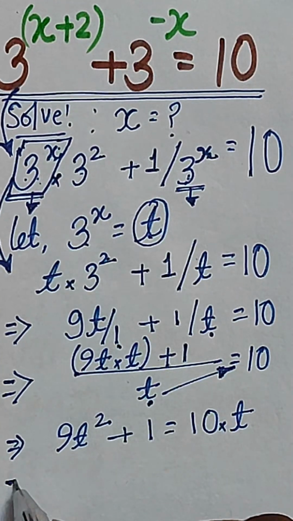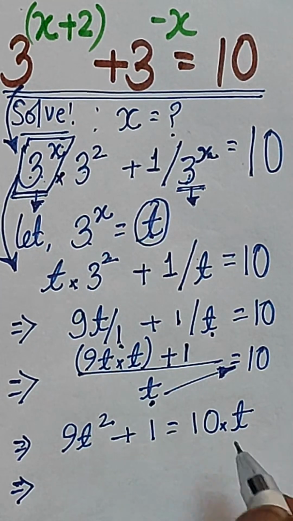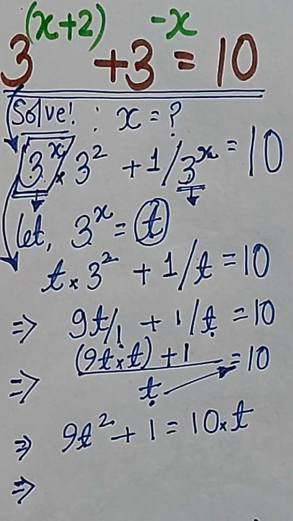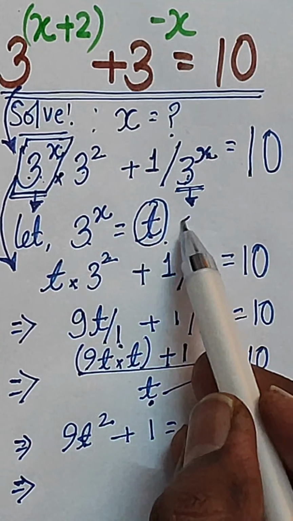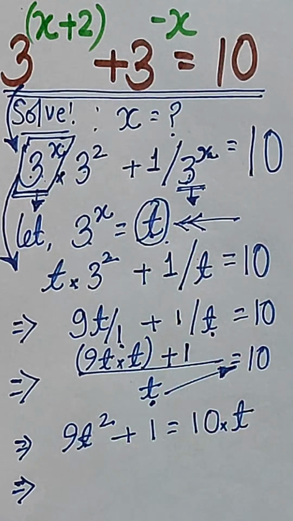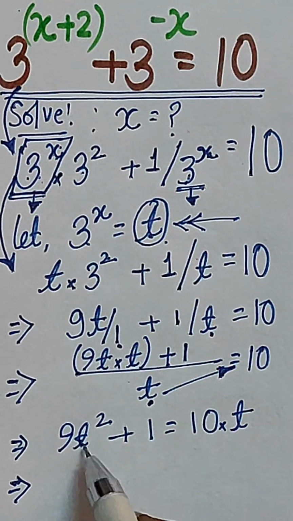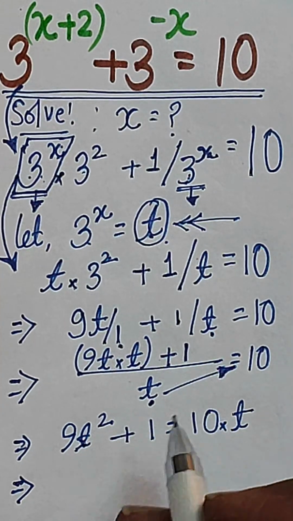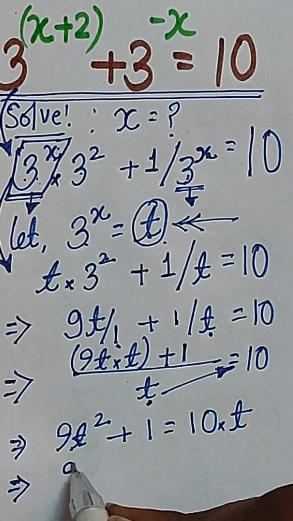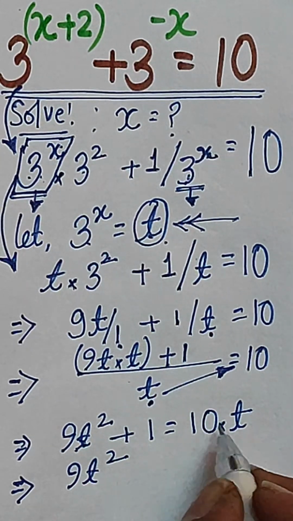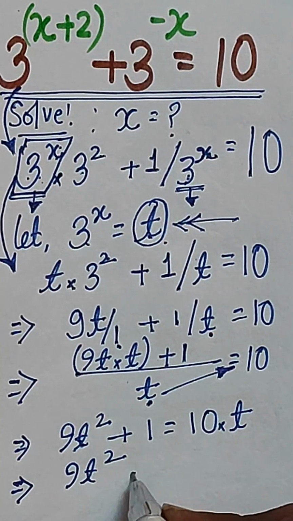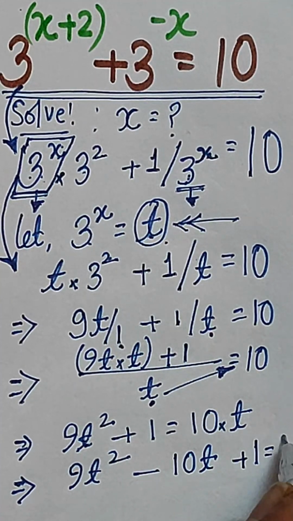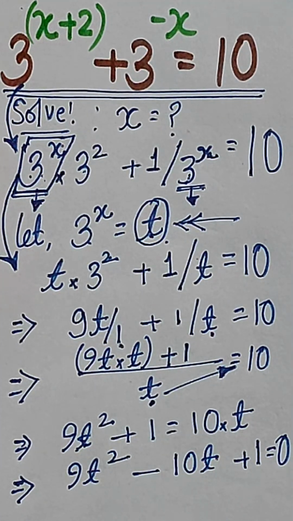Now you can see a quadratic equation is coming in front of us, that is in the variable t. What we will do further is substitute the value of t and find out the value of x. So let us solve this first. This is a two-step solution. So it will be 9t square, 10t coming to the LHS becomes minus 10t, then plus 1 is equal to 0, right?